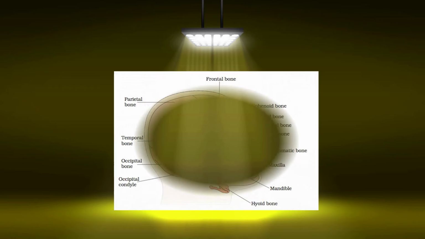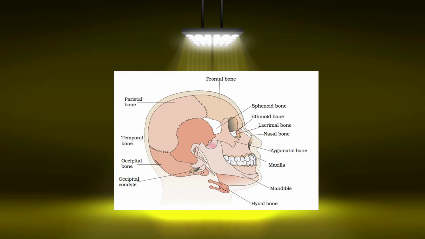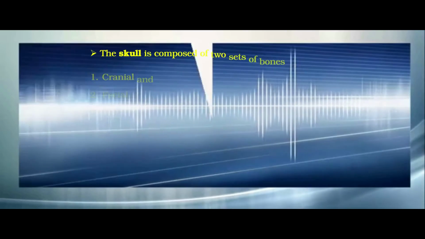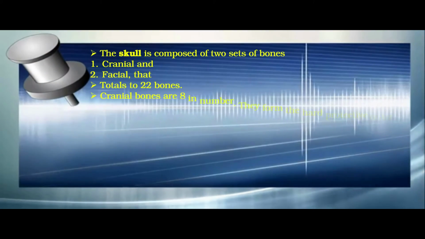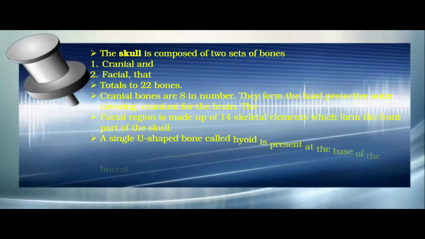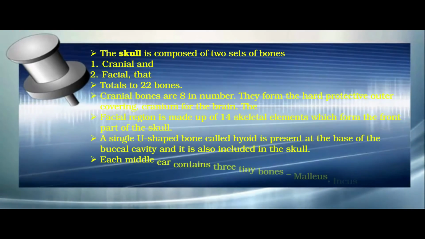This diagram shows the skull. Skull includes cranium with 8 bones articulated by suture joint, facial bones with 14 bones and ear ossicles of 6 bones. The skull is composed of 2 sets of bones, cranial and facial, that totals to 22 bones. Cranial bones are 8 in number. They form the hard protective outer covering, cranium, for the brain.